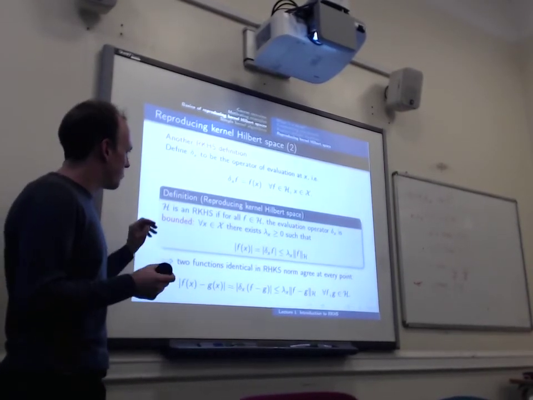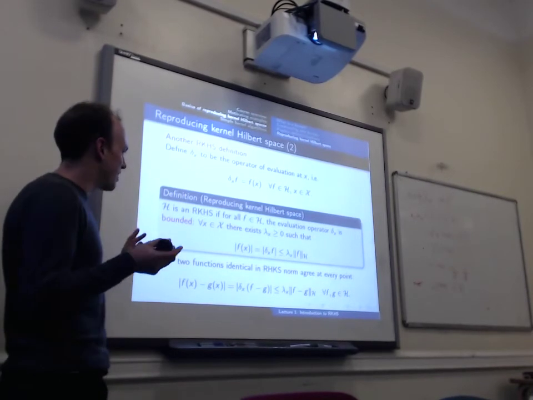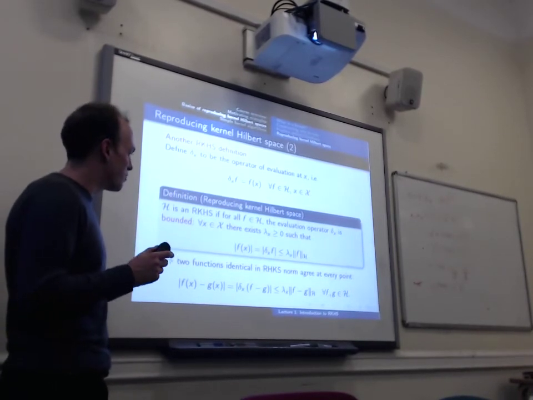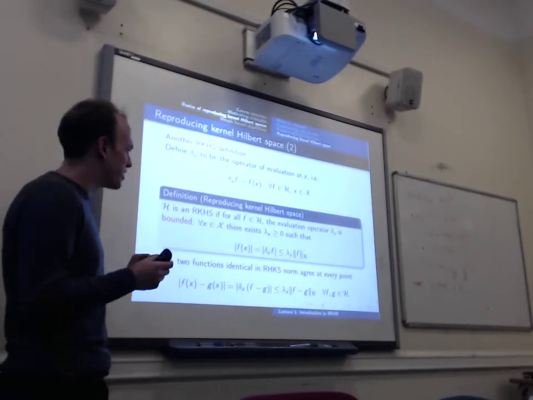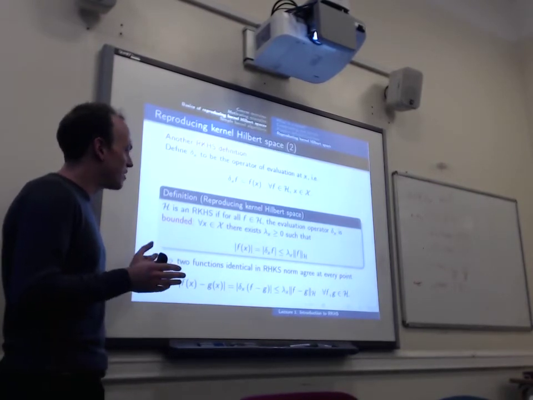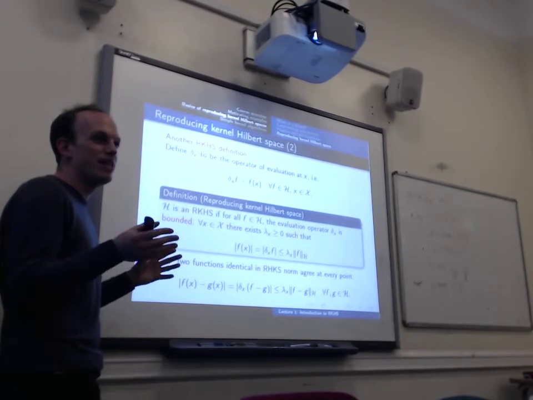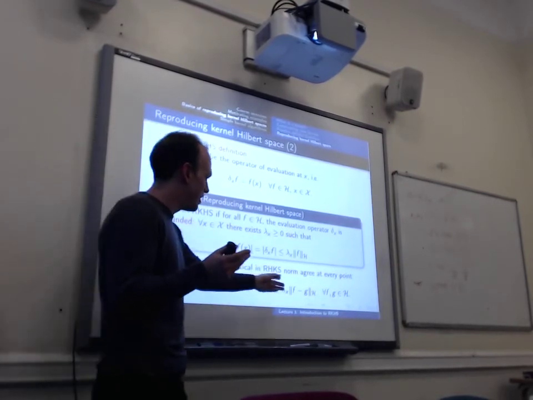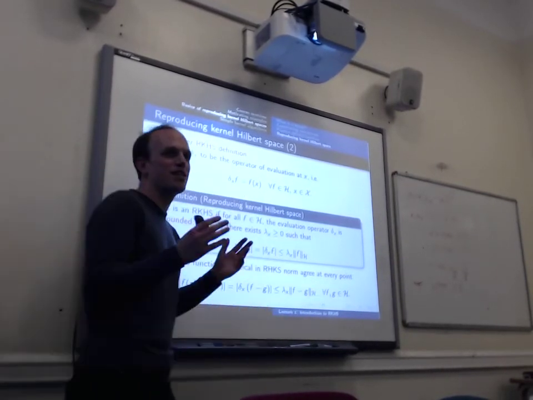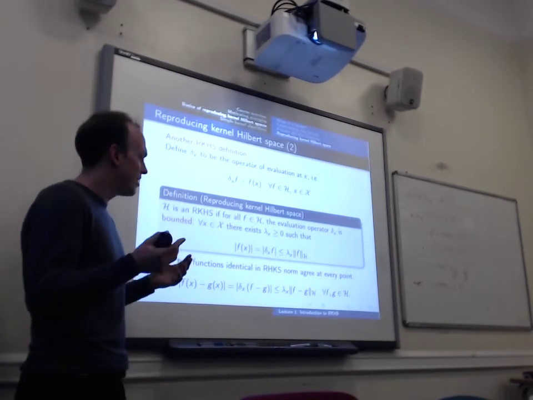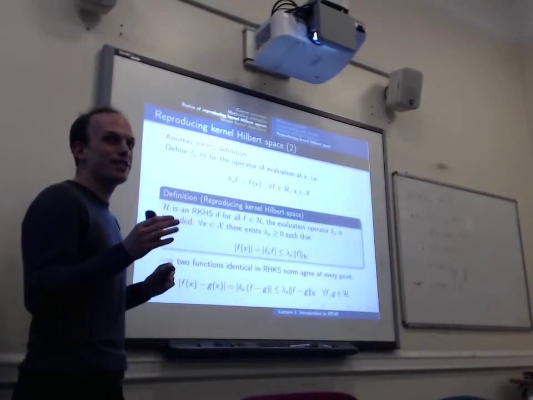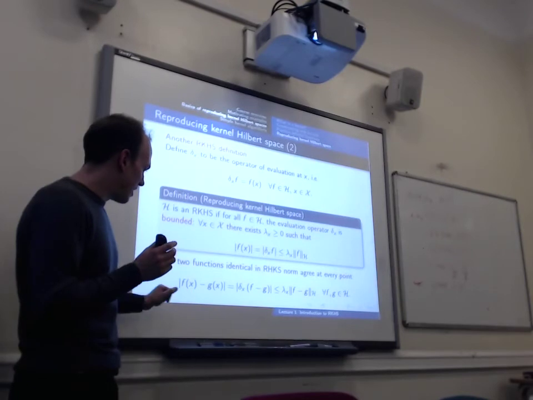Now this might just sound like a mathematical game, but it's actually one of the most useful properties that a function space can have. And the reason is that boundedness implies that if 2 functions agree in the norm on the space of functions, so that I think they're the same function, then they agree at every single point. Okay, so let's go through the proof.